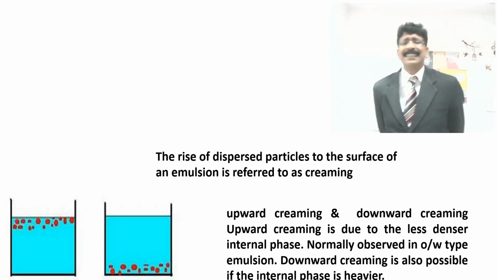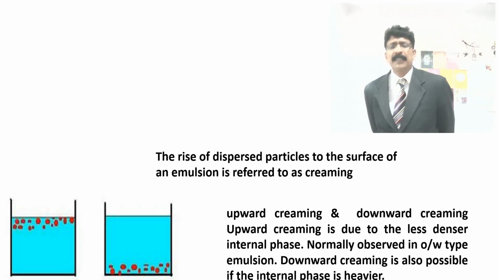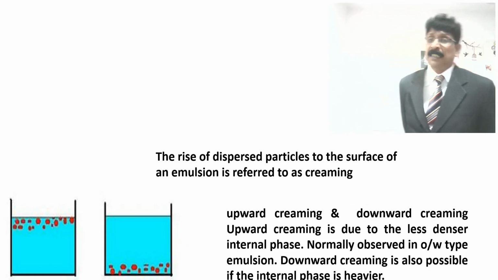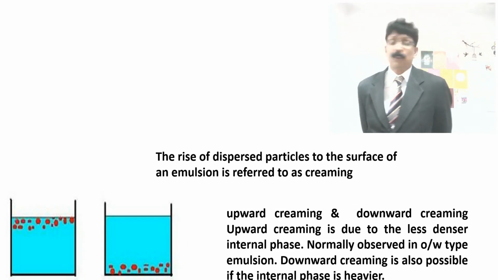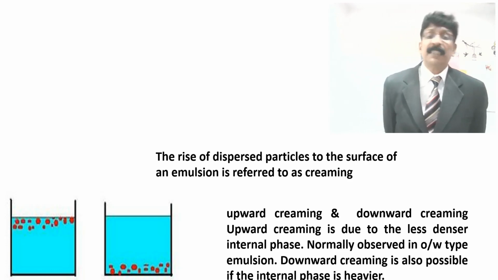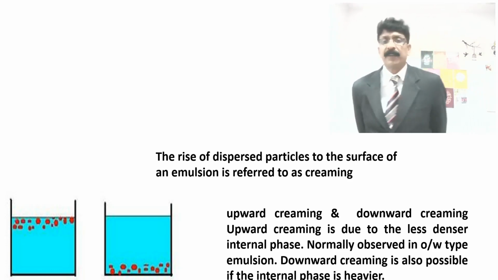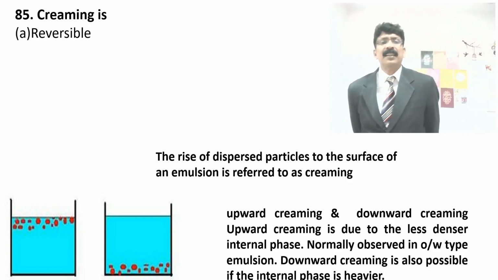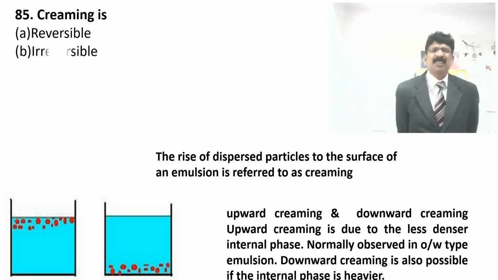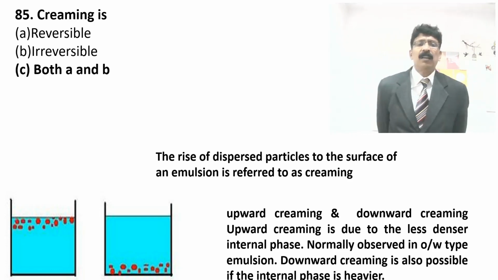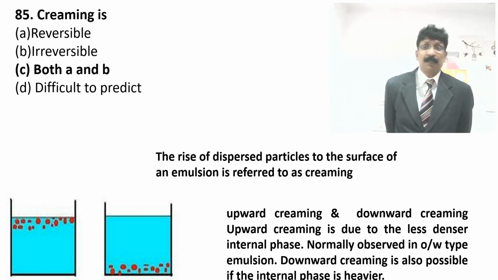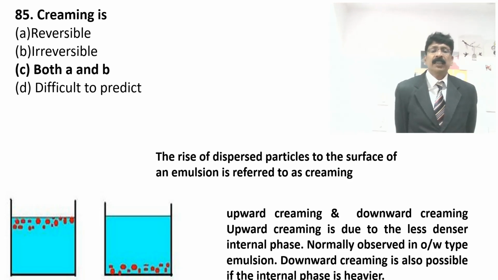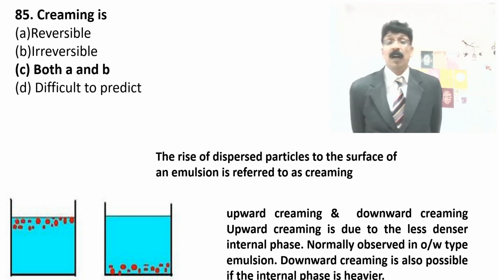And this is caking. Now we are talking about suspension. Emulsion is over. The rising of the dispersed particles to the surface of the emulsion is referred to as creaming. Second, the picture which shows creaming. First one: creaming is reversible, irreversible, both A and B. Because it can be reversible, it can be irreversible also. If you make the cream stay a long time, it is very difficult to bring it back.